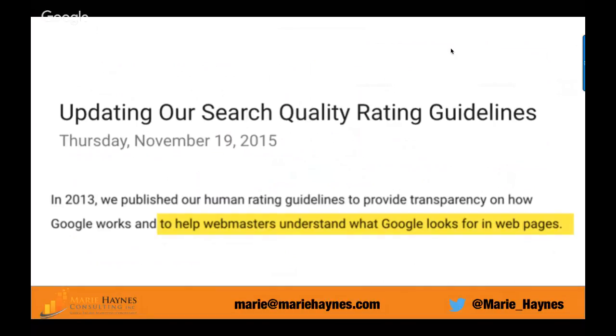So for years, the guidelines were not available to the public. They were only available to quality raters. And in 2015, Google said, why don't we just make this available to everybody? And so everybody, they're available on the web. If you just search for Google's Quality Raters Guidelines or search quality guidelines, you'll find them, and really everybody should be reading them.